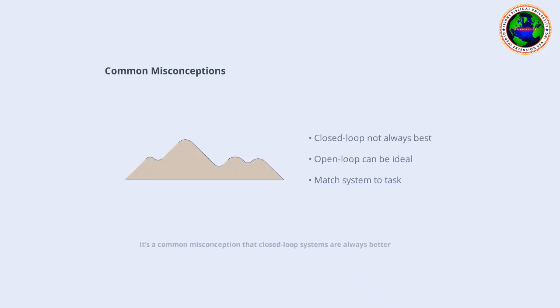It's a common misconception that closed-loop systems are always better. In reality, the best system depends on the application. Sometimes, the simplicity and reliability of open-loop control are exactly what's needed. Understanding the strengths and limitations of each approach is essential for making informed decisions.